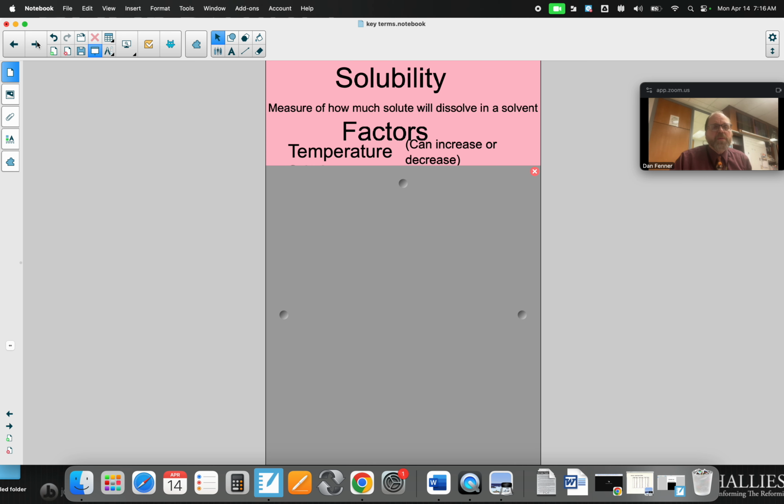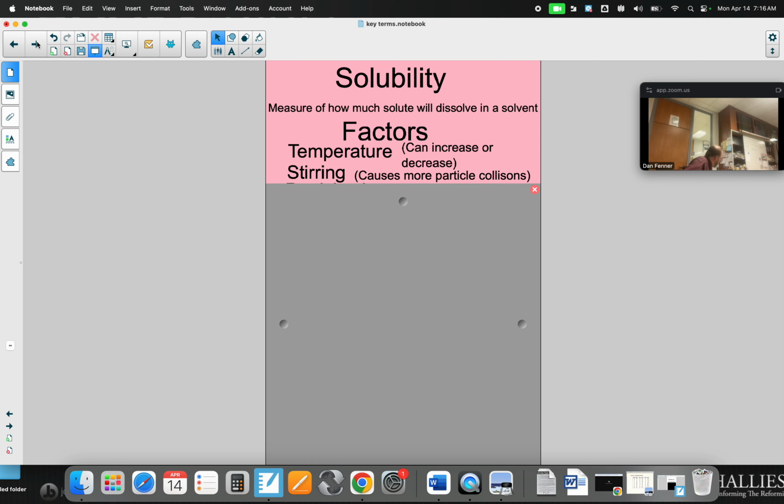The second one is stirring, and I showed you that with my salt water here. Remember, I stirred it, and the reason is that when I stir it, I get more collisions between my solute and my solvent, and that causes them to dissolve more rapidly. That's another factor that can increase solubility.